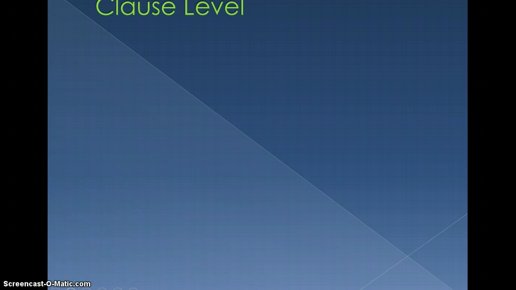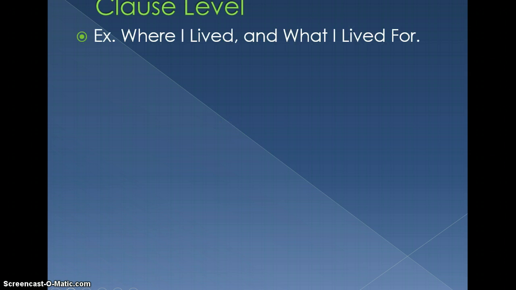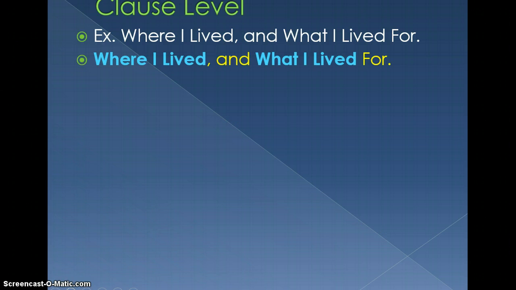Then we have the clause level. Clauses can be parallel as well. So for example, the title of Henry David Thoreau's Walden, one chunk is entitled Where I Lived and What I Lived For. These are clauses because you've got subjects and verbs, and they are parallel. Where I lived, what I lived. They're similar in grammatical structure.